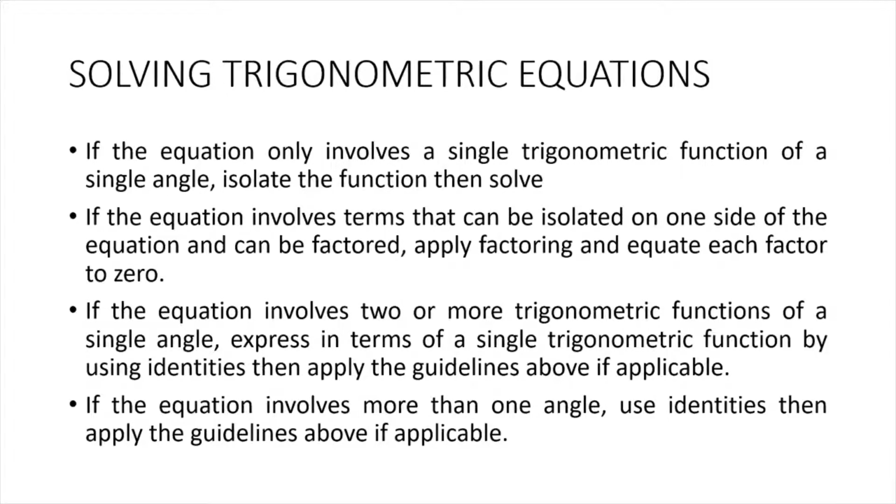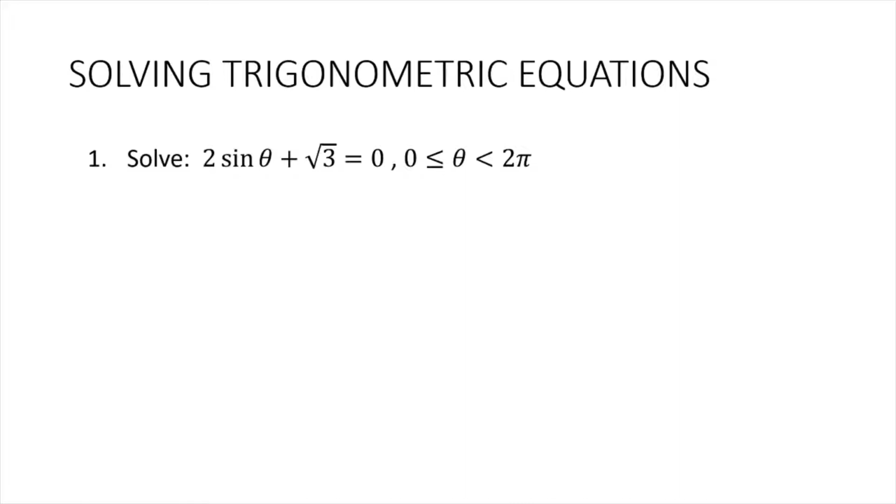First, let's try the equation that we had earlier, 2 sine theta plus square root of 3 equals 0. Notice we have a restriction here for angle theta. This is because of the cyclic nature of trigonometric functions. If we do not restrict the value of angle theta, then we can have an infinite number of angles theta that will satisfy the equation. So we limit theta from 0 to 2 pi only, or 0 to 360 degrees, excluding 2 pi or 360 degrees.